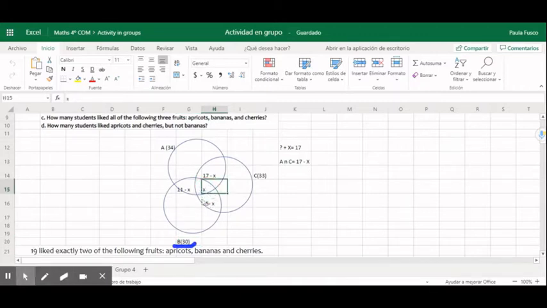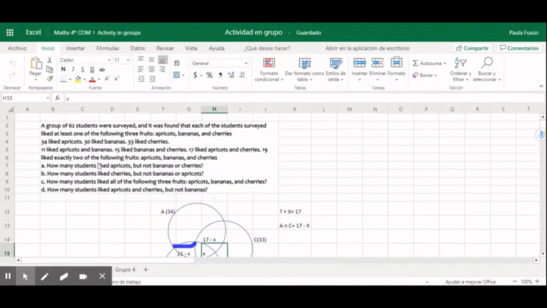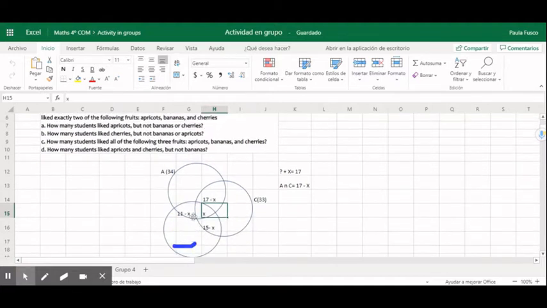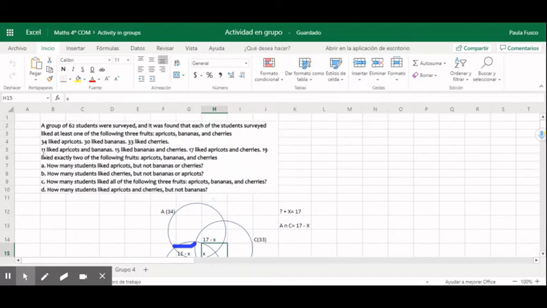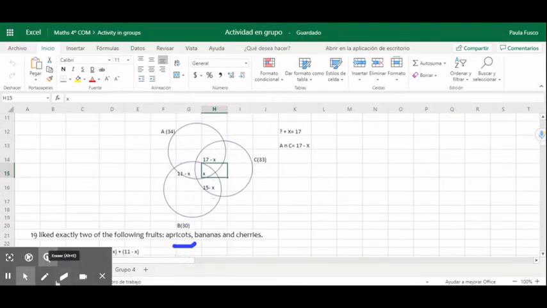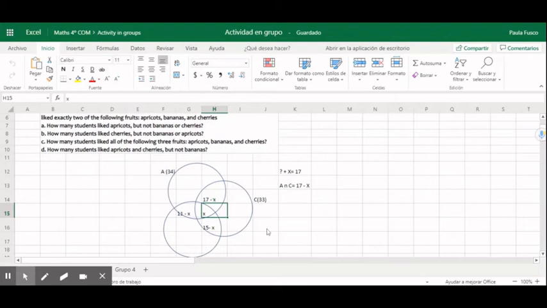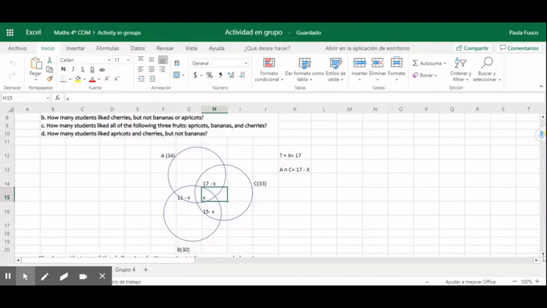Okay? In this case, we don't know. Look at the exercise. We don't know how many students liked the 3 fruits. Okay, so this is our x. Then here it says that 11 liked apricots and bananas. So apricots, sorry. Here we have apricots and bananas, right? So the intersection would be 11 minus x.